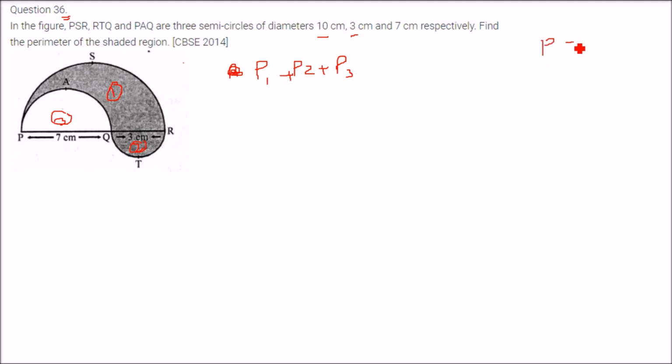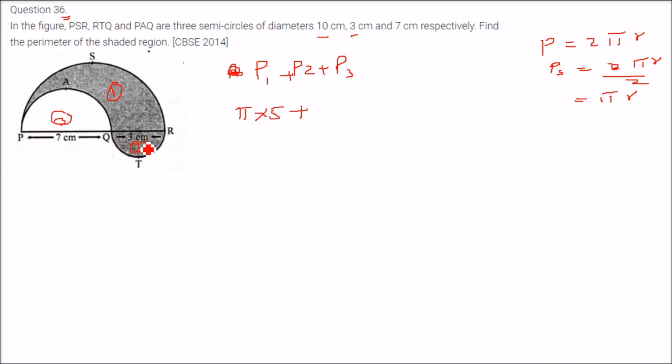So perimeter of a circle is 2 pi r. Perimeter of the semicircle will be 2 pi r by 2. So it will be pi r. So what will be the radius for the first one? See, 10 is the diameter. So radius will be 10 by 2, that is 5. So we have pi into 5 plus.